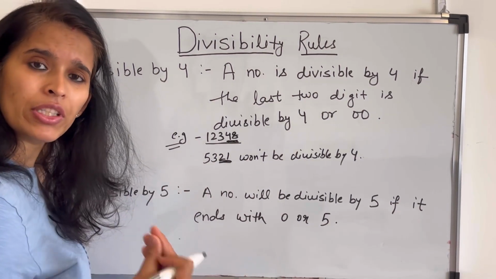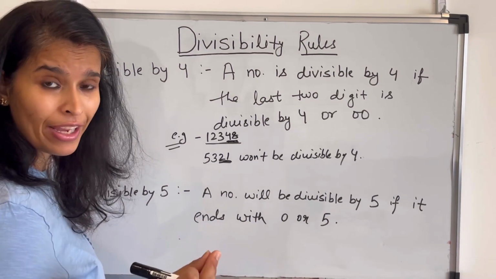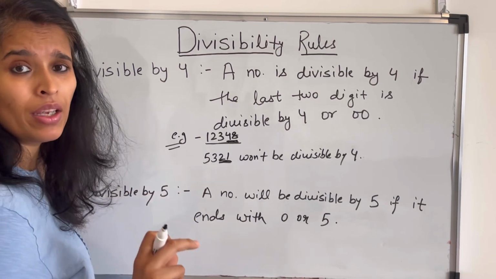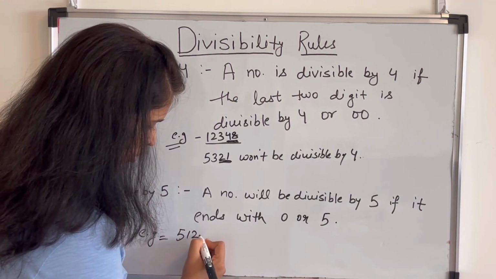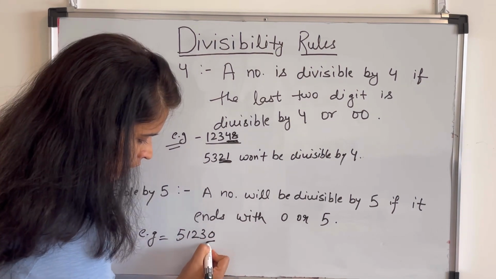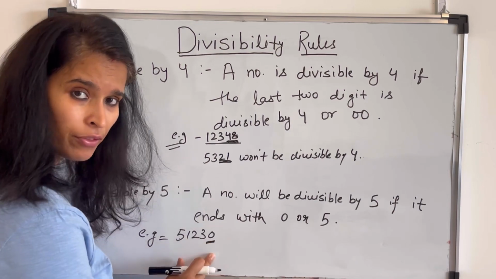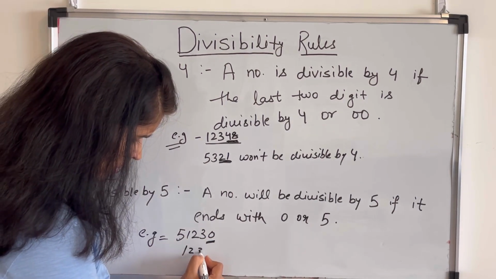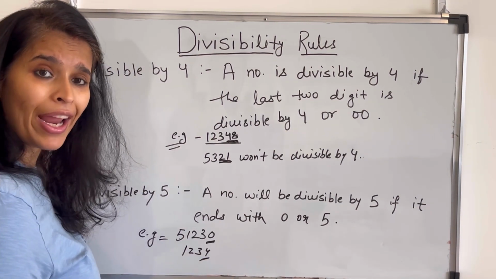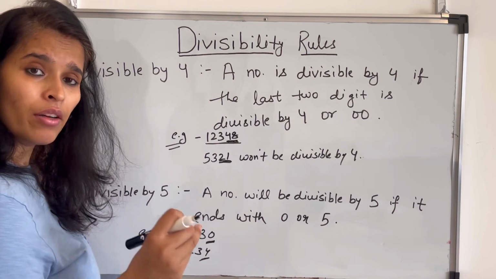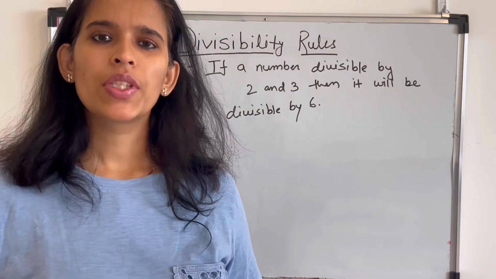Now, which number is divisible by 5? If a number ends with 0 or 5, then the complete number will be divisible by 5. For example, if I have this number 51230, this number ends with 0. This means this number will be divisible by 5. If I have this number that ends with 4, it won't be divisible by 5 because a number will be divisible by 5 if it ends with 0 or 5.